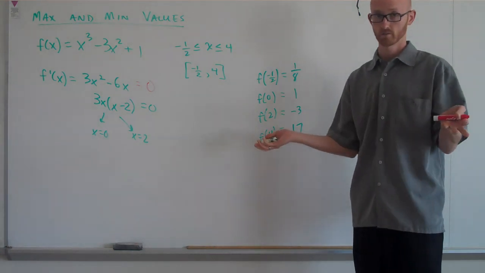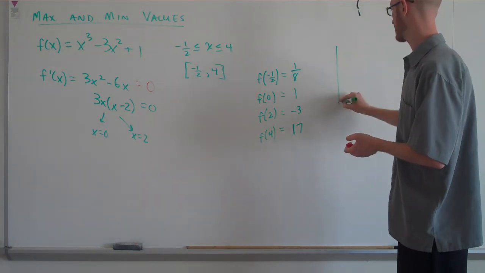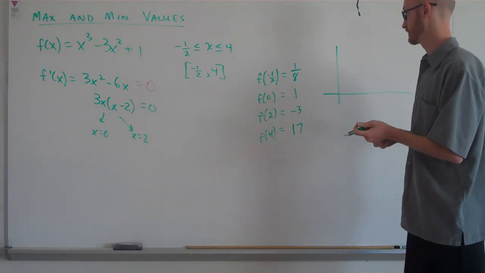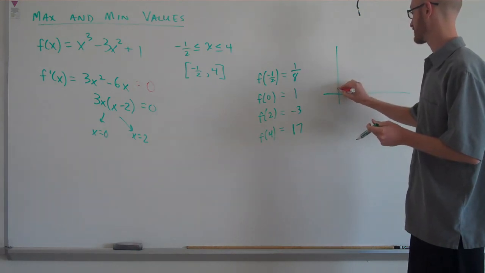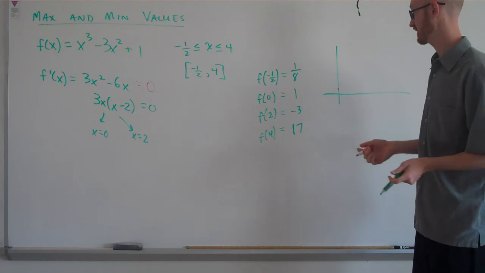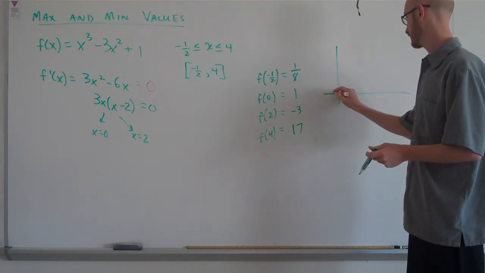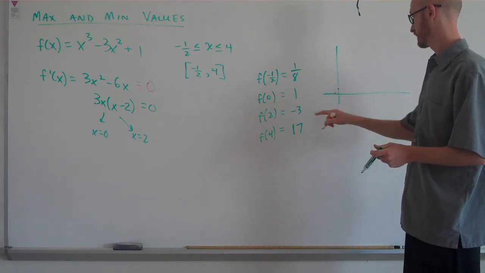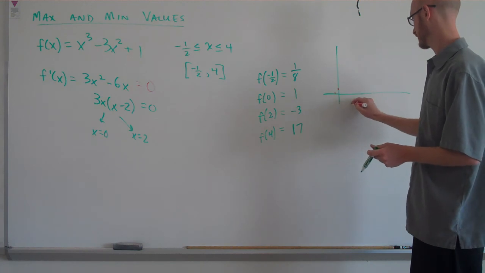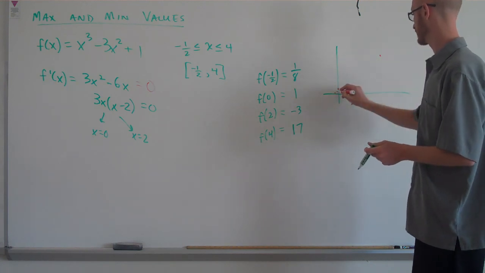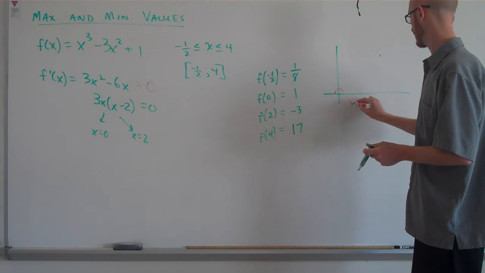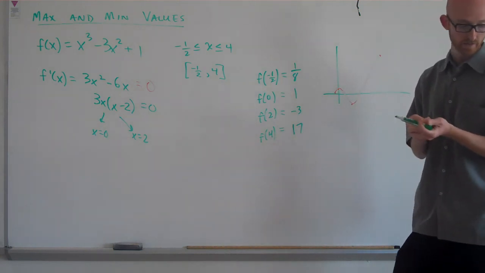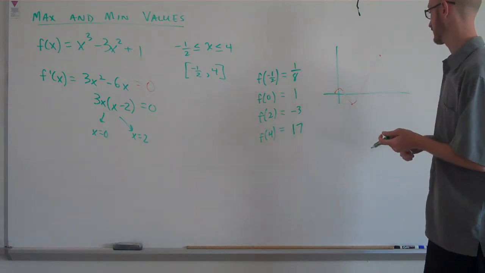You've got to pick, and if I sketch the function, it'd be useful to do that. F of 0 is 1. Now this is a really rough picture. I'm not even going to scale it. F of -1/2 is 3/8, F of 2 is -3, and F of 4 is 17. So something like this is happening, right? And you know, the detail here isn't really important.